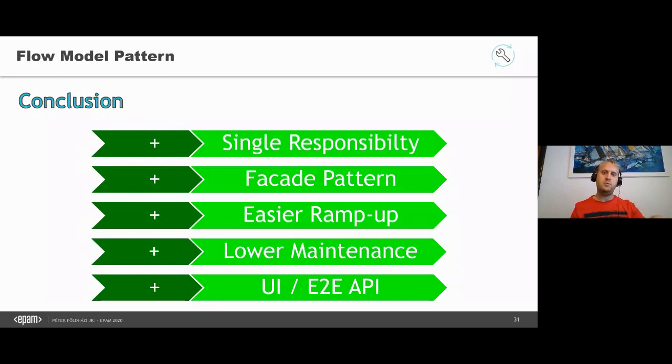The flow model is not breaking the single responsibility principle, unlike the page object pattern. The page object is also using a facade, by the way, but the flow model is offering another facade, which makes it easier to read the libraries, and it makes it easier for people to understand the whole test solution. Hence, it is quicker to ramp up new people on the project, and they can be productive earlier and with higher productivity.